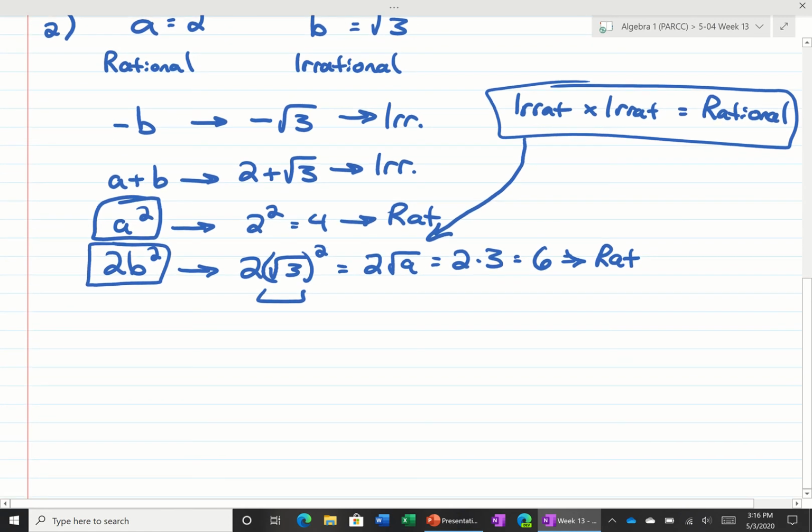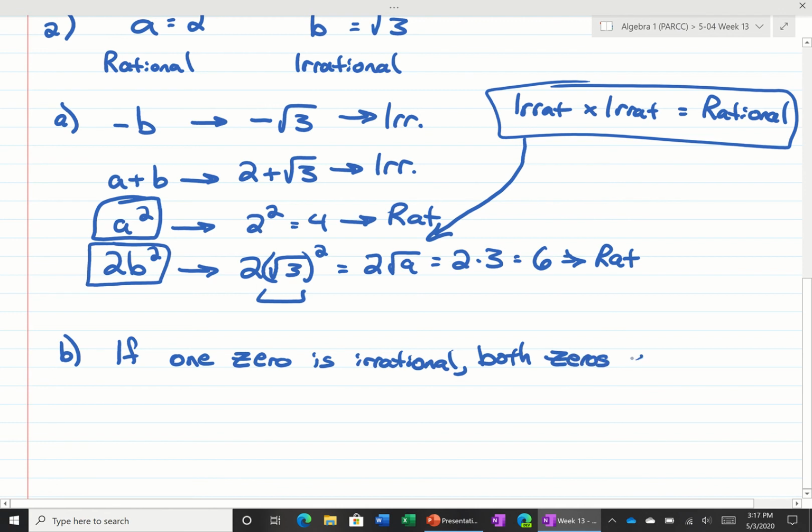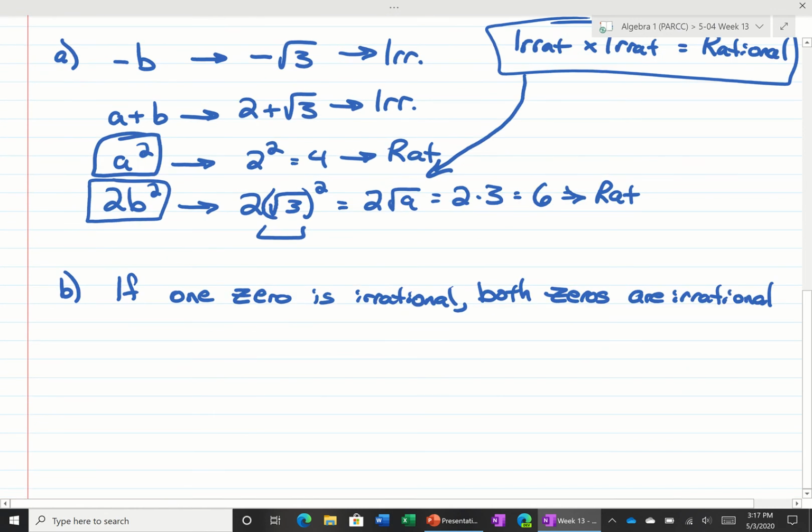All right, so going down to part B. Part B says, consider a quadratic equation with integer coefficients and two distinct zeros. If one zero is irrational, which statement is true about the other zero? Well, we talked about this also, that if one zero is irrational, both zeros are irrational. They come in pairs. So if you have one irrational zero, you also have another one.